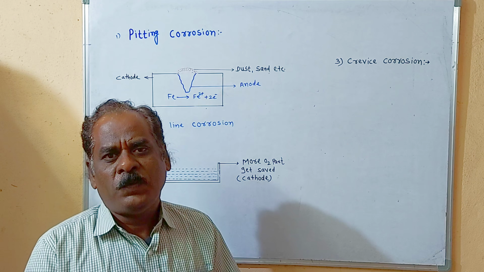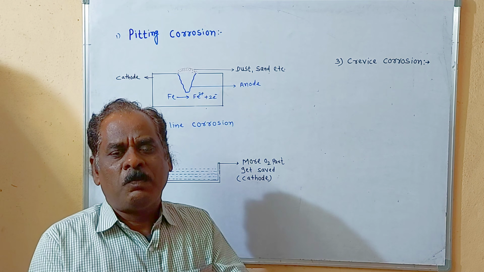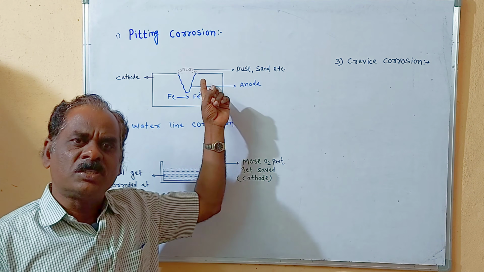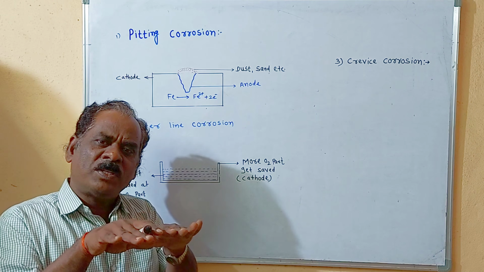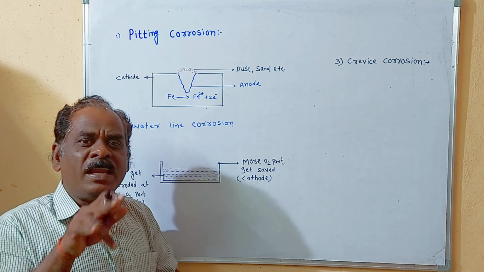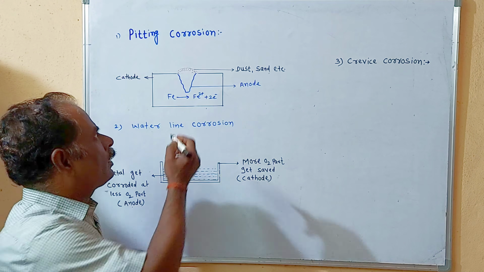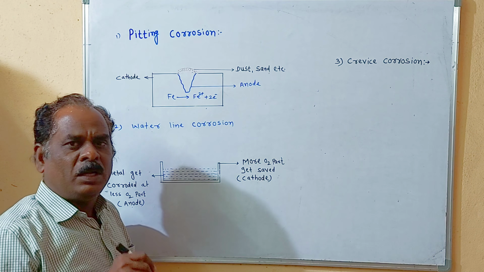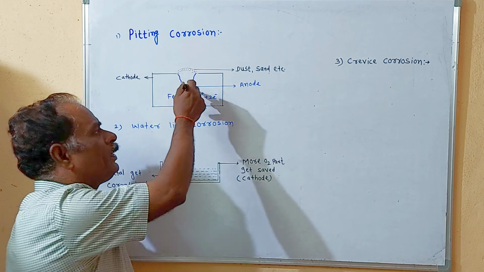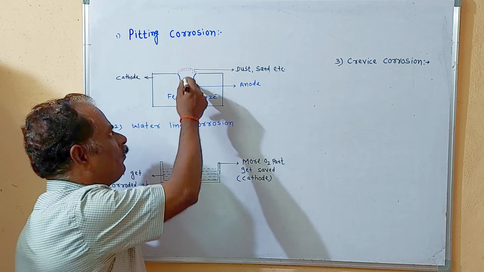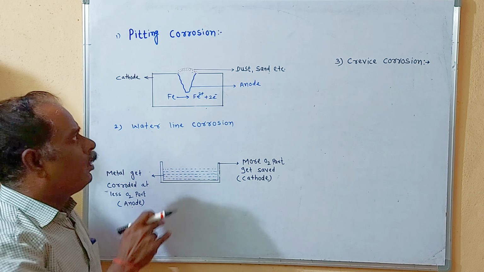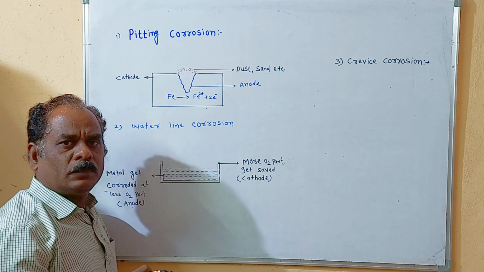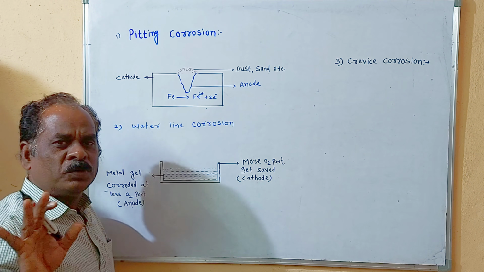For example, if you keep iron metal in the atmosphere, some dust particles or sand particles or some impurities settle on the surface of the metal. That area produces a cavity on the surface of the iron metal. Due to the formation of the cavity or pit or hole on the surface of the metal, atmospheric oxygen enters this pit, and differential aeration is produced here.